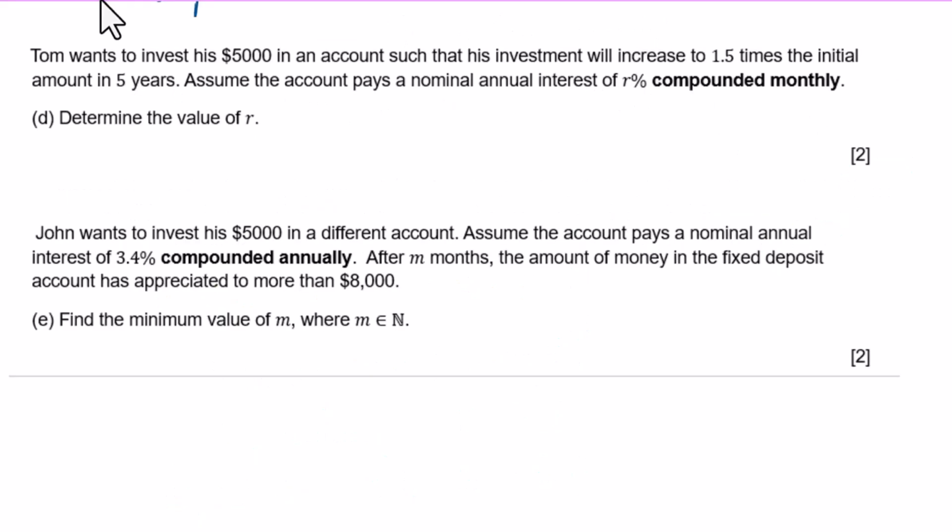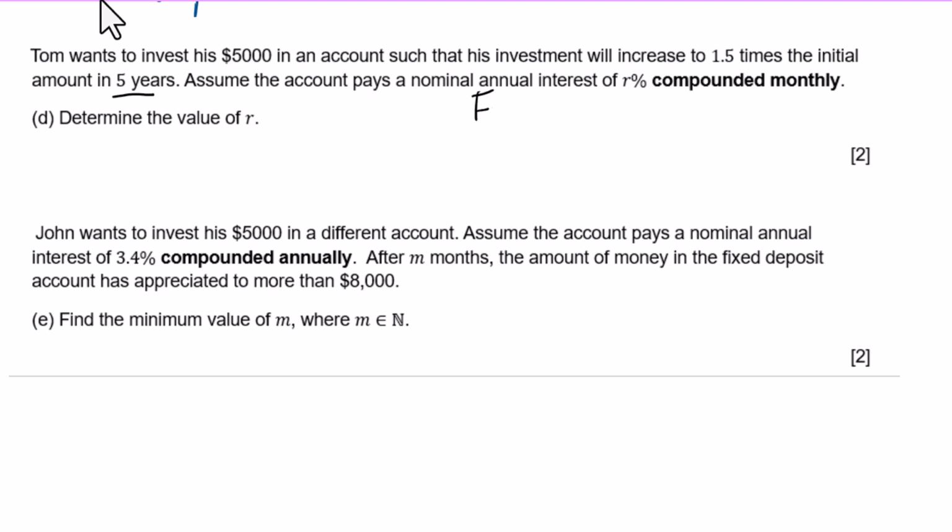So the depreciation rate is 29.0%. Tom wants to invest his $5,000 in an account such that his investment will increase to 1.5 times the initial amount in 5 years. Assume the account pays a nominal annual interest rate of R% compounded monthly. Determine the value of R.